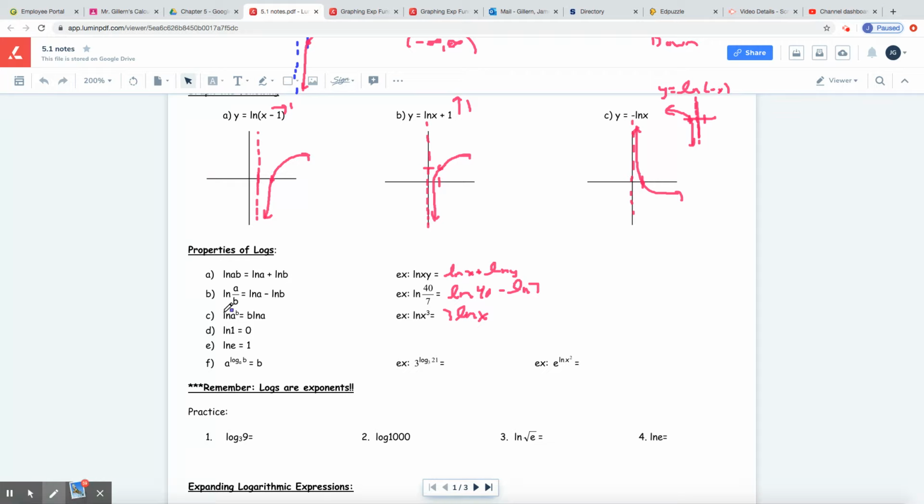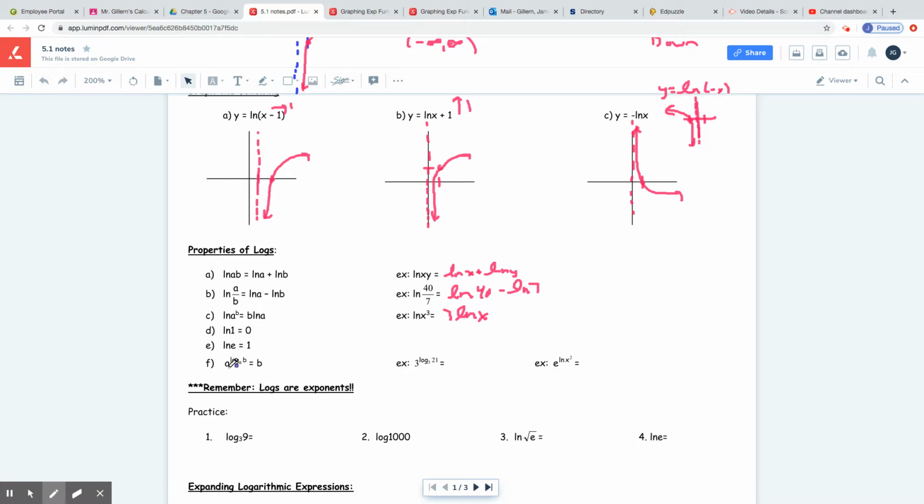Exponents go out front. All right, a couple other things to remember. The natural log of 1 is always 0, and the natural log of e is always 1. The natural log of 1 is 0, natural log of e is 1.